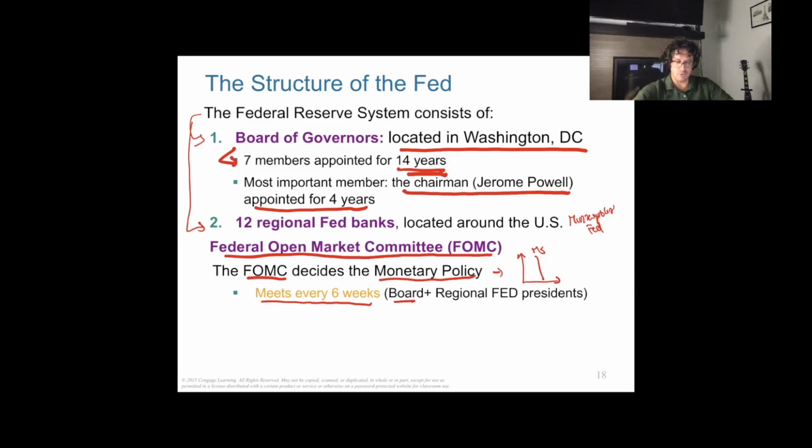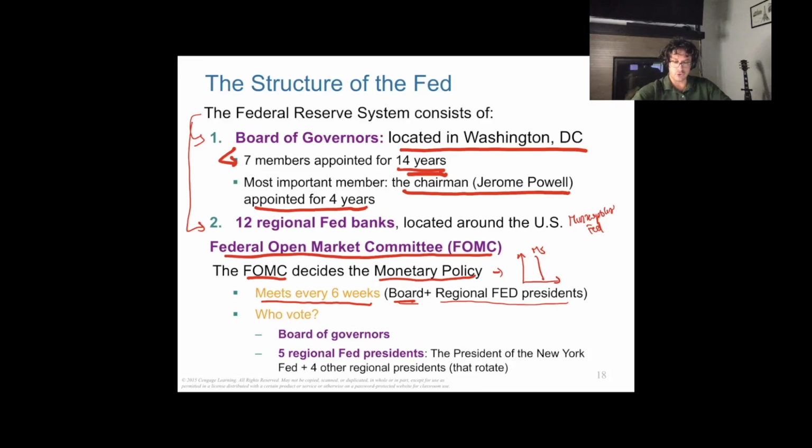The board of governors is composed of 7 members, including the chairman, who is the most important one, and the regional Fed presidents. Now, who votes and decides on the monetary policy? Well, there is the board of governors for sure, which decides whether to print money or withdraw money from the system, and 5 regional Federal Reserve presidents.